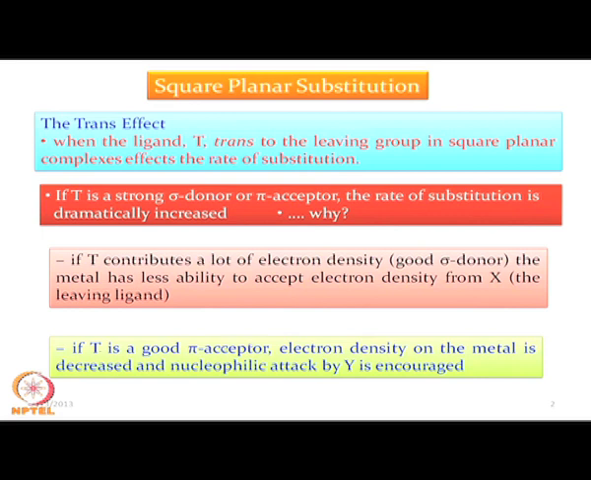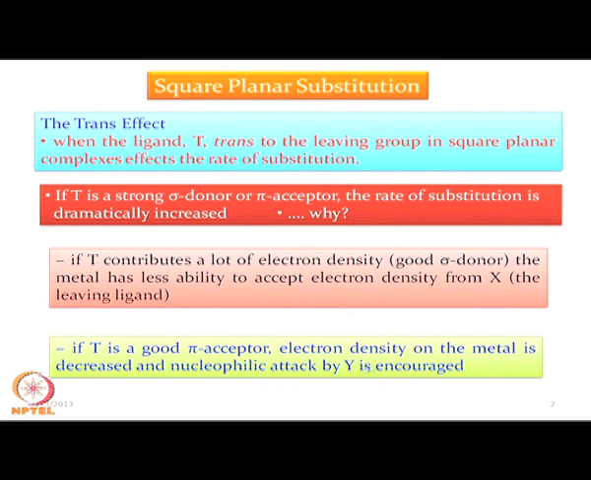So, if now instead of a good sigma donor, our T ligand is a good pi acceptor, the electron density on the metal is therefore decreased. That means it is withdrawing the electron density from the metal center through its metal-T bond. So, metal is forming a T bond and T is also a very good pi acceptor withdrawing the electron density. As a result, the electron density over the metal center is decreased and nucleophilic attack by Y is encouraged.